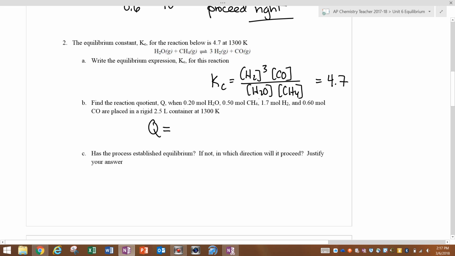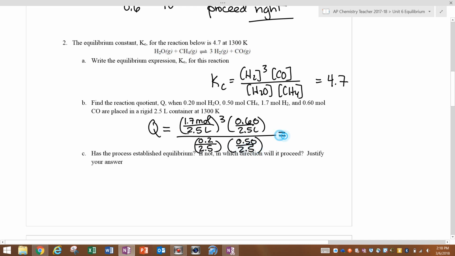So for an example of H2, I'm not going to plug in 1.7 moles of H2. I'm going to say 1.7 divided by 2.5 liters, and that's going to be cubed. And with CO, it's going to be 0.6 divided by 2.5 liters. And water is going to be 0.2 divided by 2.5. And the other one, my methane, is going to be 0.5 divided by 2.5. And these values, just like K values, are always going to be unitless. You should find in this case that Q and K are equal. So I'd say, yes, we are at equilibrium.